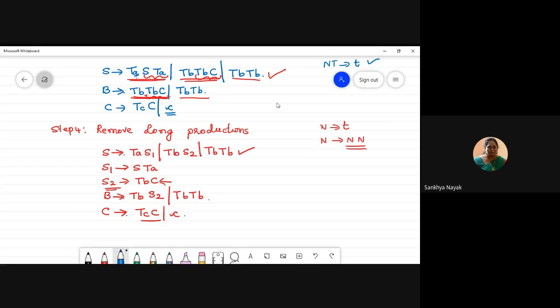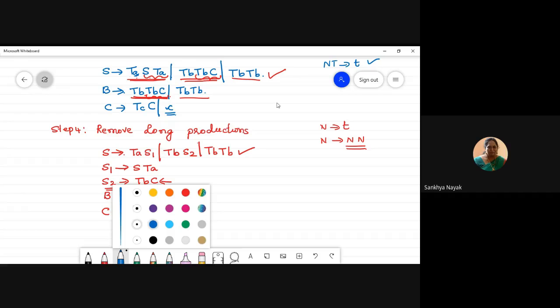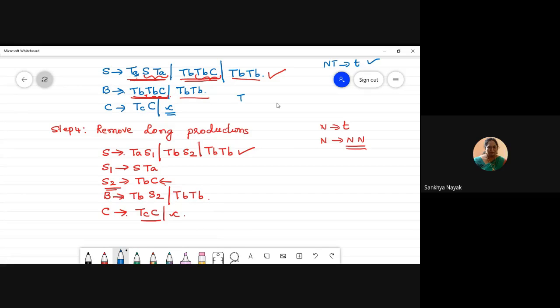Of course, in the previous step, because I introduced TA, TB, TC, I also have to introduce TA derives A, TB derives B, and TC derives C, that's a small c. So which will continue in this step also: TA derives A, TB derives B, and TC derives C. This is my final CNF. It's in the Chomsky's normal form.